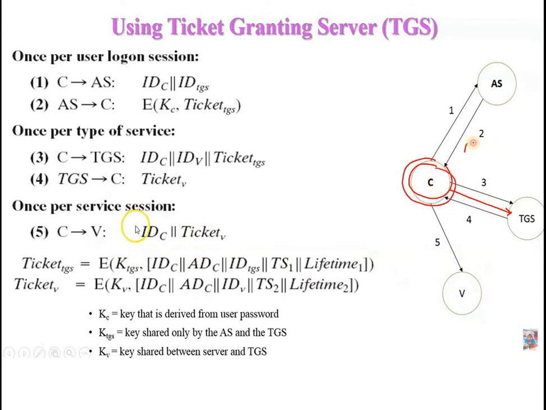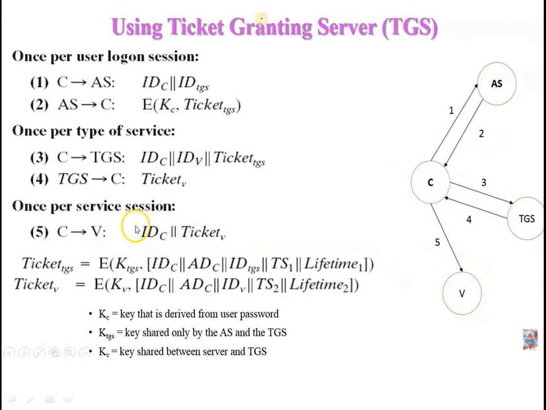Otherwise, if the attacker attacks the ticket here itself, he can send the ticket to the TGS. Then what will the TGS think? The TGS will think the attacker is the client, not this one, because he shares the ticket. The TGS will think, okay, this ticket has come from this person, so this person is the authenticated client. That can happen here.